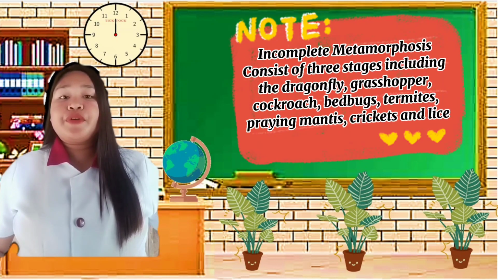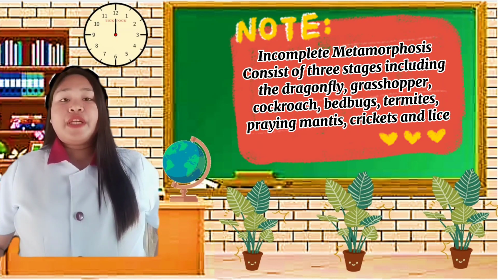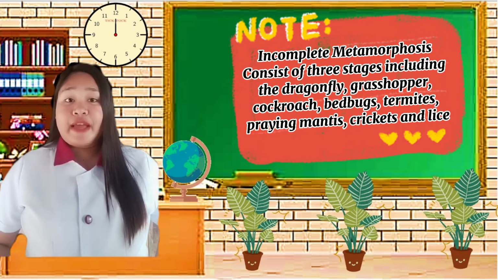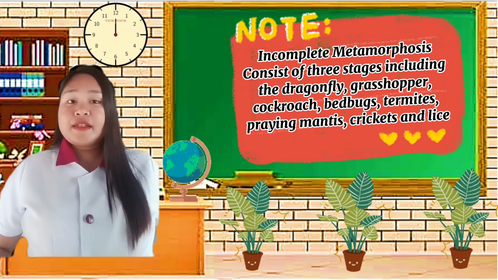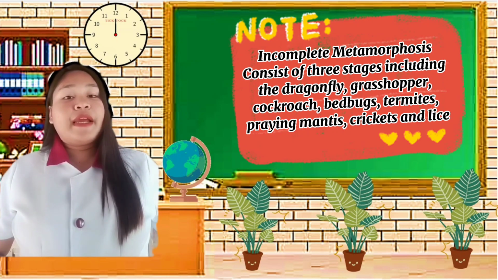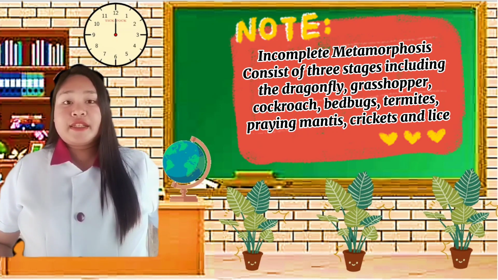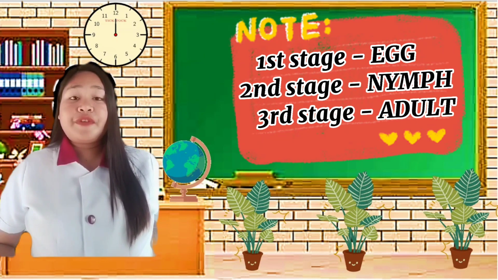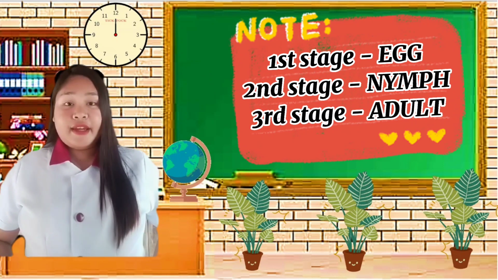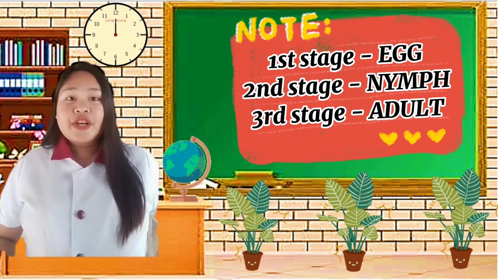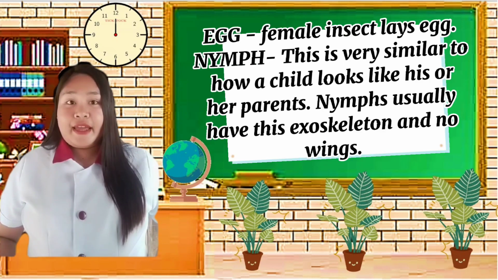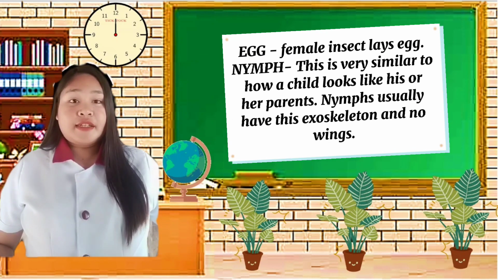An incomplete metamorphosis consists of three stages, including the dragonfly, grasshopper, cockroach, bedbugs, termites, praying mantis, crickets, and lice. The first stage is the egg. Second stage, nymph. Third stage, adult. Egg: the female insect lays eggs.